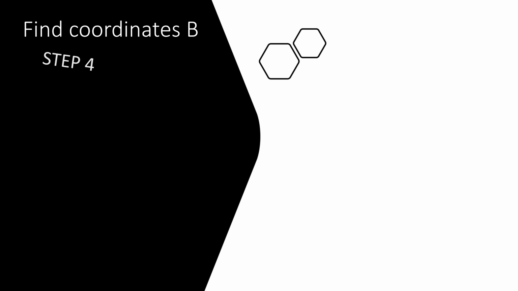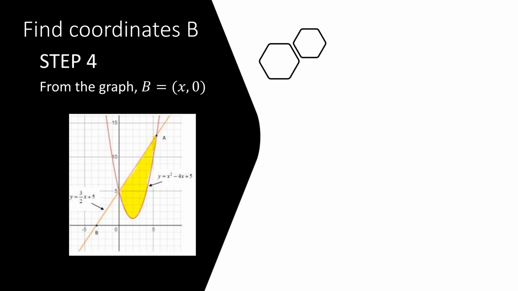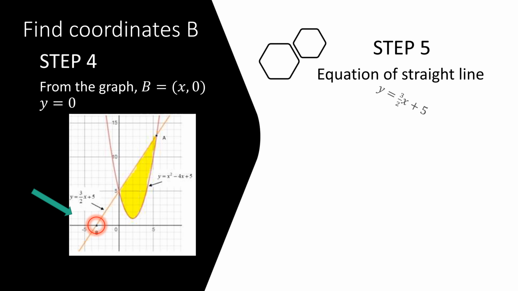In step 4, we will be able to find the y value of B. This is because it is already given in the graph. As we can see, B lies on the line. On this line, we can determine that y equals 0. Since we have found the y value and our next step is to find the x value, we will jump to step 5, which is finding the x value by using the equation of straight line given.